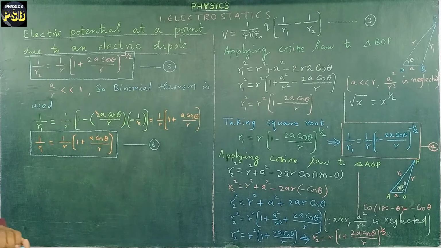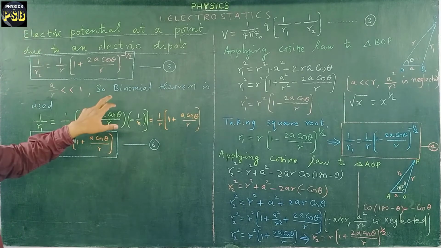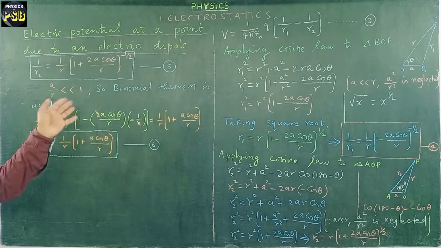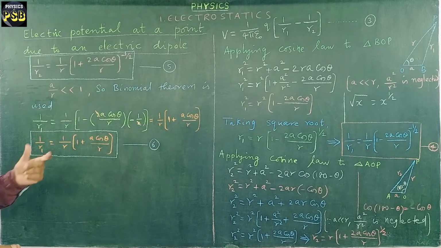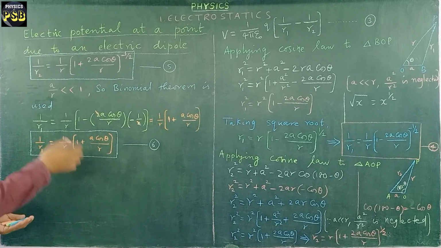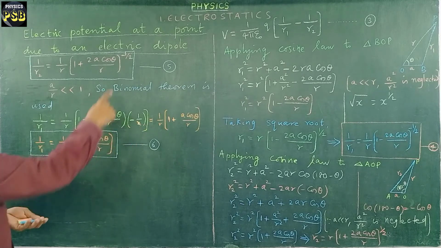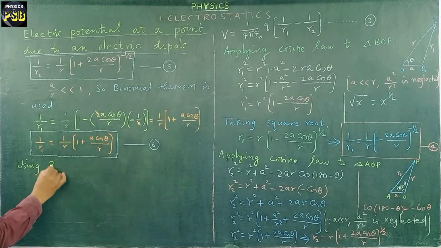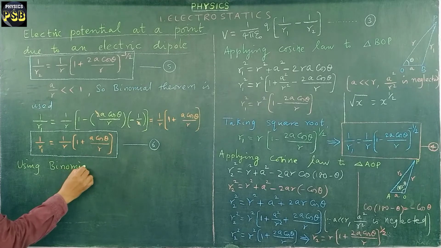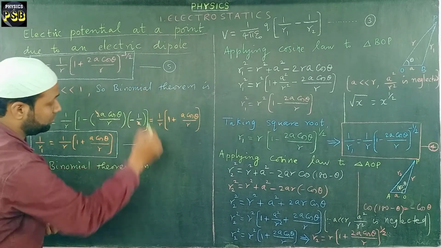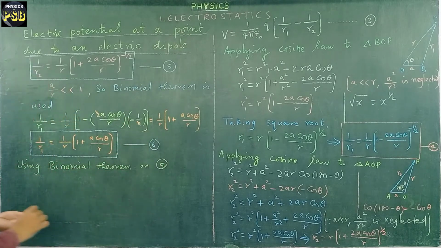Okay, what I have done, you see, I have applied a binomial theorem to equation number 4 and omitted higher terms. I have retained terms up to first order in this equation. Then I do the same thing to equation number 5 as well, using binomial theorem on equation number 5.